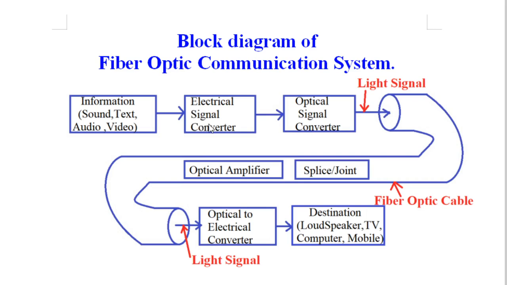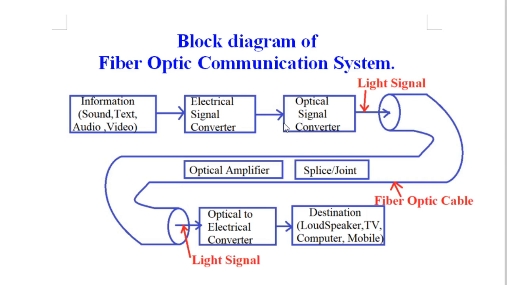So what we are doing in fiber optic communication, we are going to convert electrical signal into optical signal. Remember that first of all, we have converted an information signal into electric signal with the help of suitable transducer. And thereafter that electrical signal which we are going to convert into optical signal of a particular wavelength.